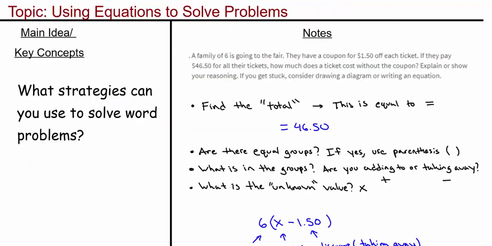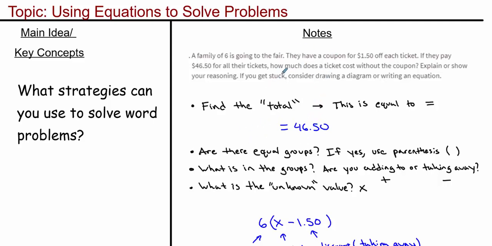Okay, let's look at our summary. What strategies can you use to solve word problems? So one strategy is to make an equation. And you could use a tape diagram or a hanger diagram. But we really want to get in the habit of being able to make these equations because we could solve them pretty efficiently with an equation. So one thing you want to do is always find what the total is. That's going to be what your equation, what your expression is going to be equal to.